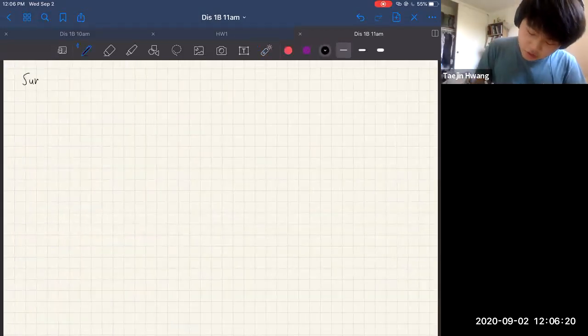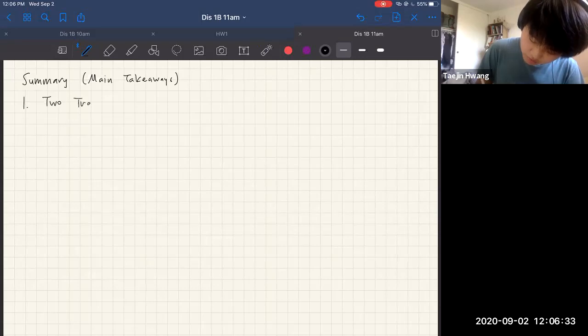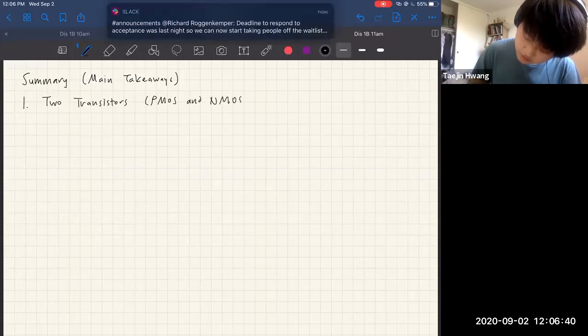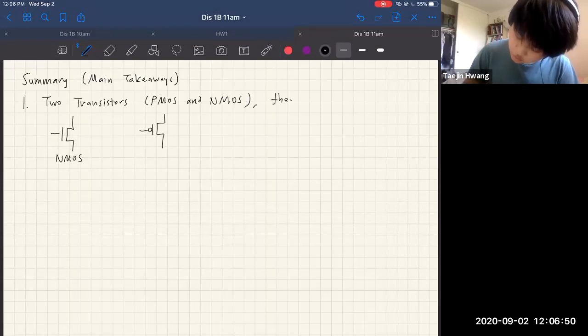Cool. So just to conclude, the main takeaways from today. Since things did go by really fast: there are 2 transistors. You have the PMOS and you have the NMOS. And they behave like switches, as we kind of saw in the entire discussion today.